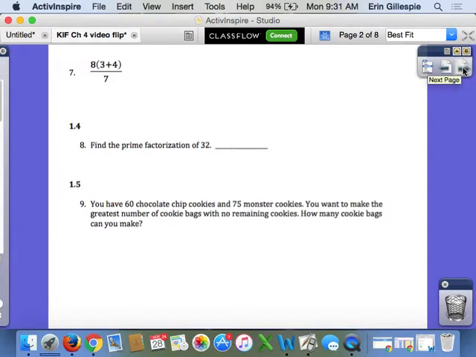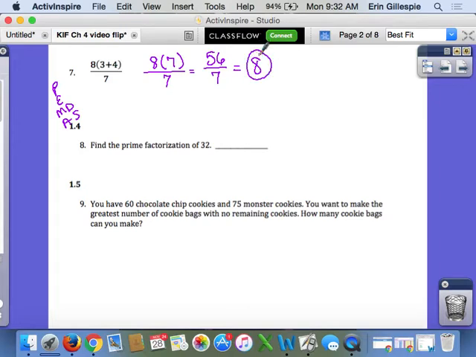This is order of operations. Remember, a number next to a parenthesis means multiplication. I want to do parentheses first, so remember it's please excuse my dear Aunt Sally. So I'm going to have 8 and then a parentheses, 3 plus 4 is 7, divided by 7. Then I want to multiply the top here. 8 times 7 is 56. And remember, a number written as a fraction means division. So 56 divided by 7 is 8.